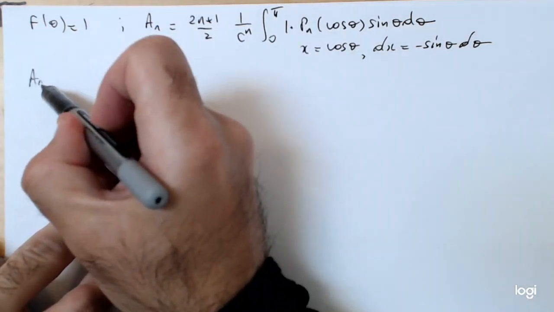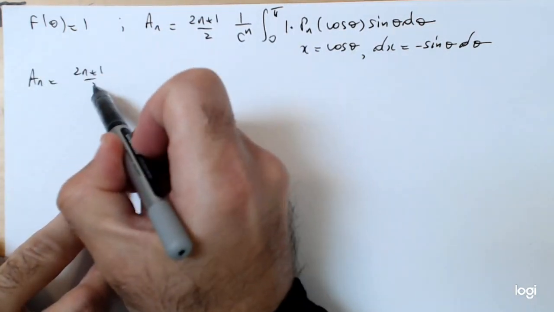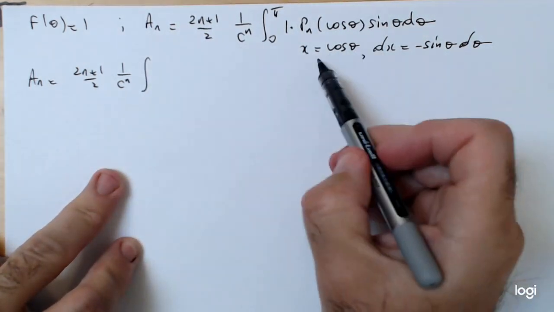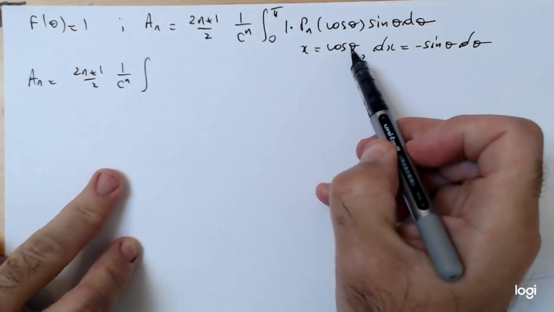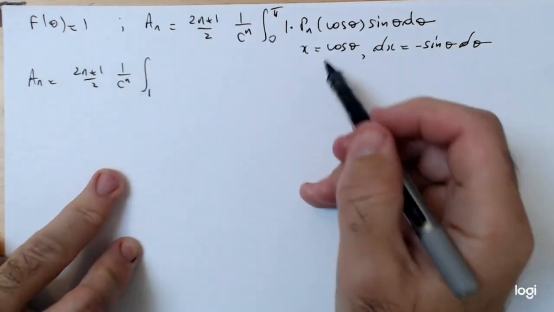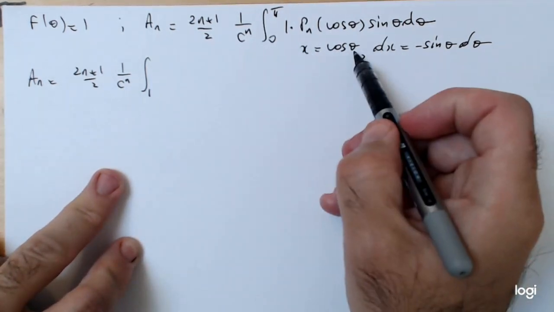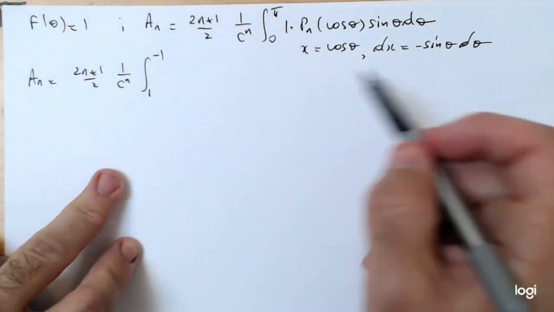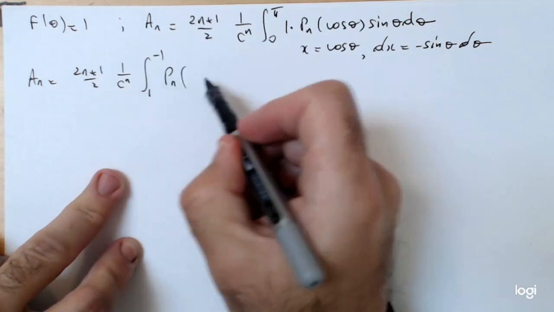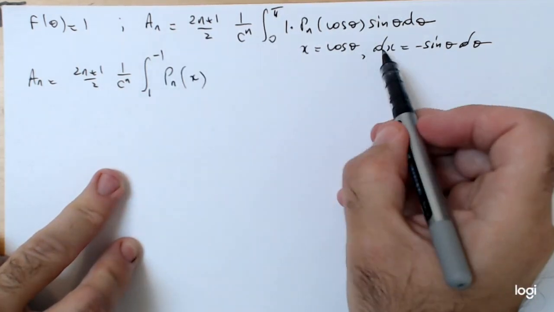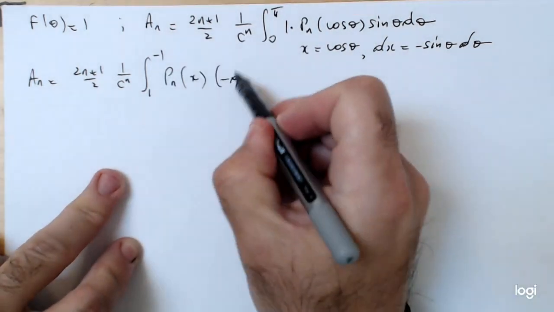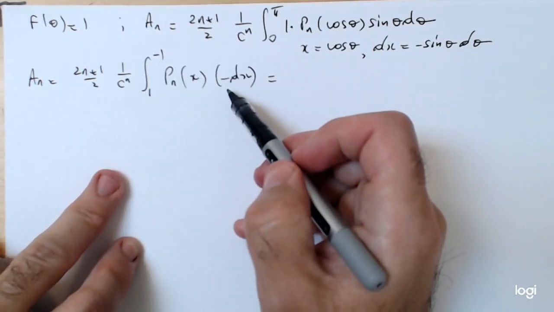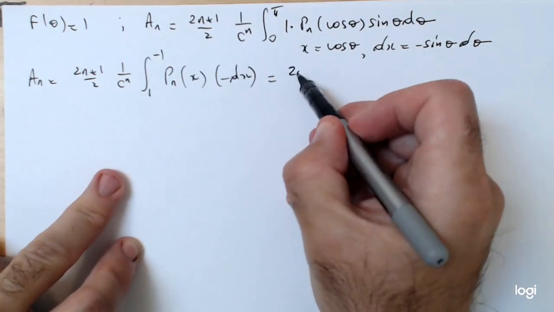And so then an becomes 2n plus 1 over 2, 1 over c to the n. Now the new bounds, when theta is 0, x is equal to 1, cosine of 0 is 1. When theta is equal to pi, cosine of pi is minus 1. Notice they are reverted, these bounds, because you have an extra minus. So this is Pn of x. Sine of theta d theta is minus dx. And then you can account for this minus by reverting back the bounds.